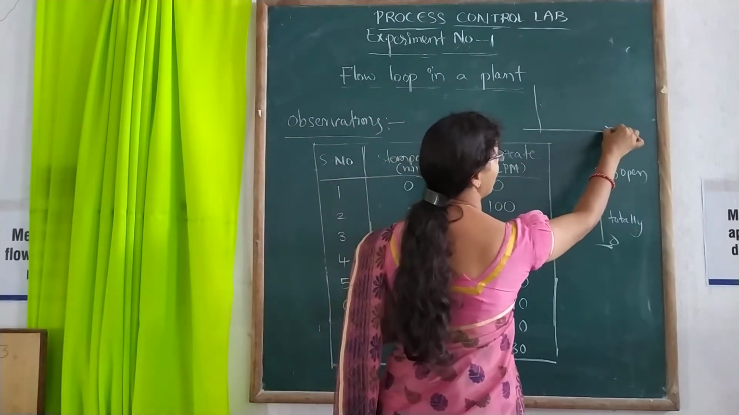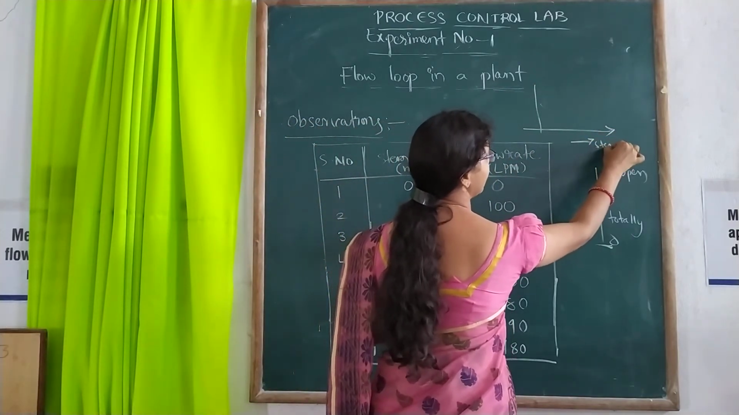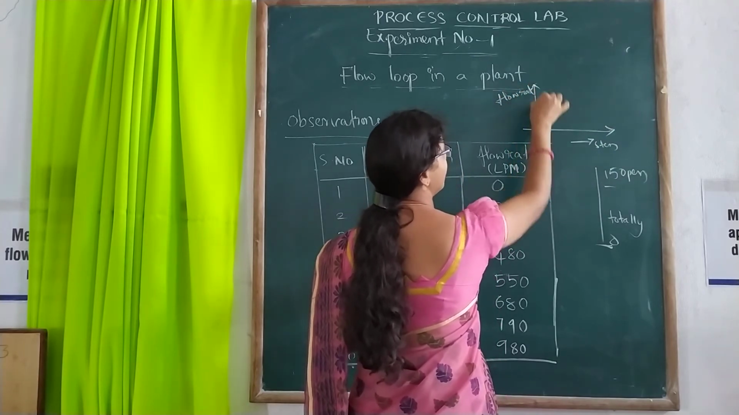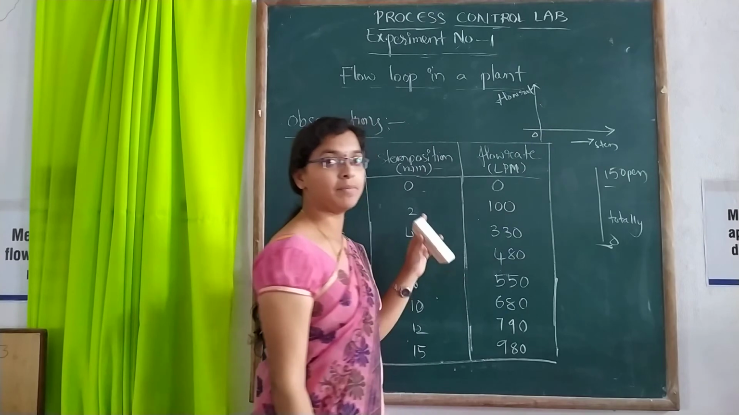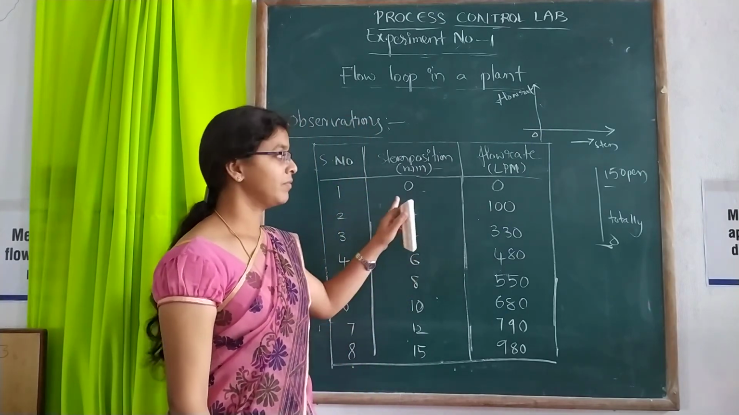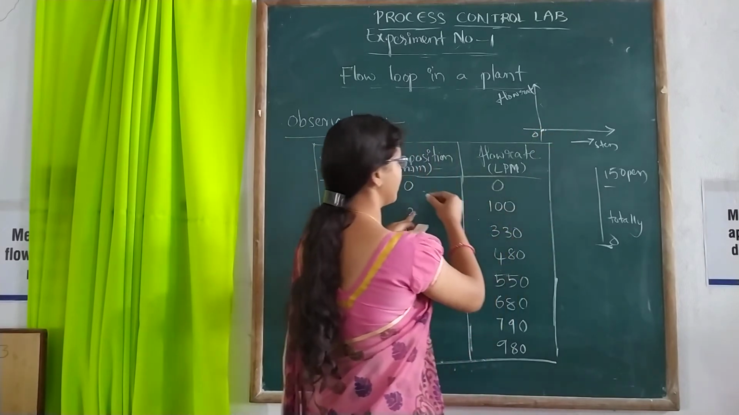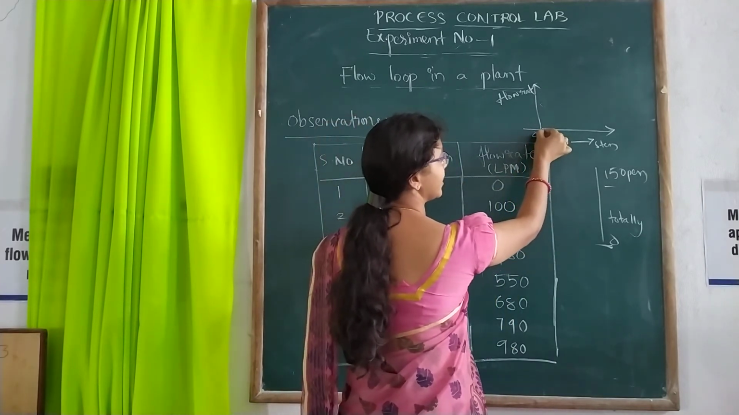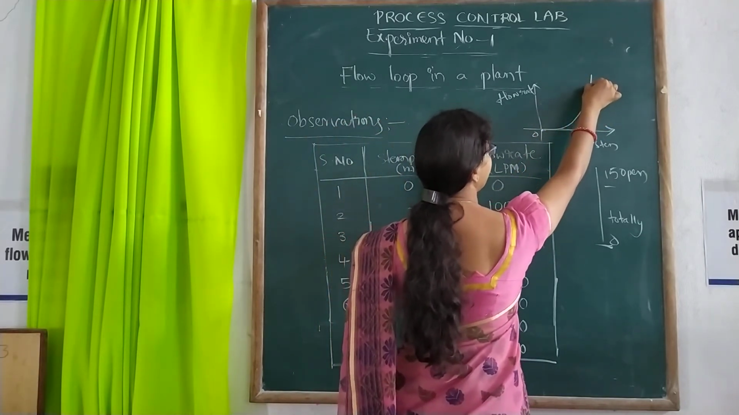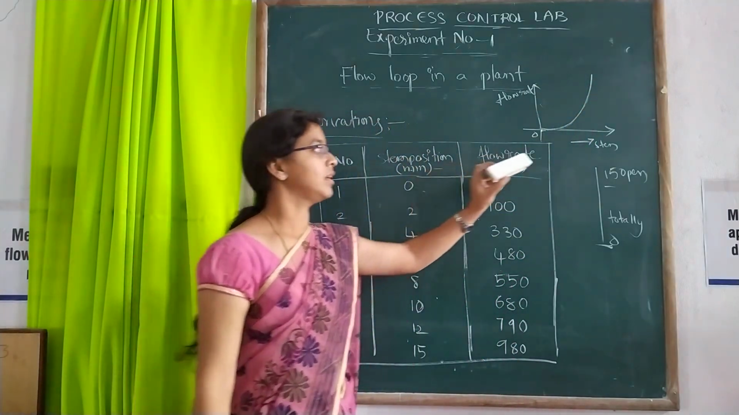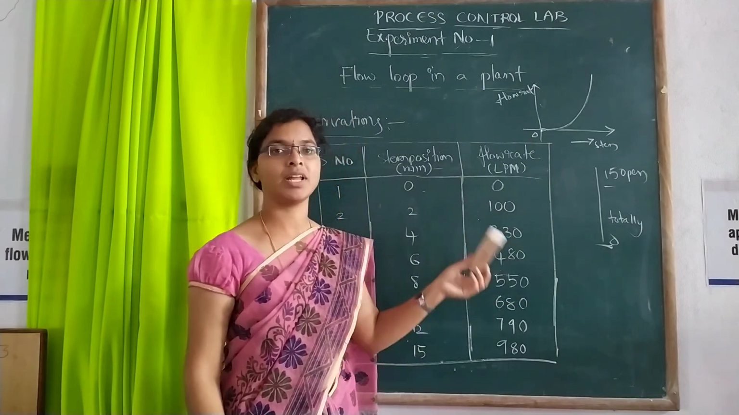So we can plot the graph with the stem position and the flow rate. Whenever the stem position is minimum, we get the minimum flow rate, which is 0 here. As the stem position increases, the flow rate also increases. Like that, you get the graph of stem position versus flow rate. So like that, you plot the graph.